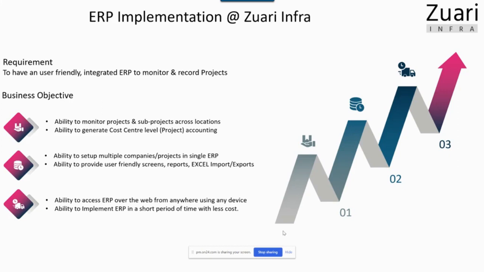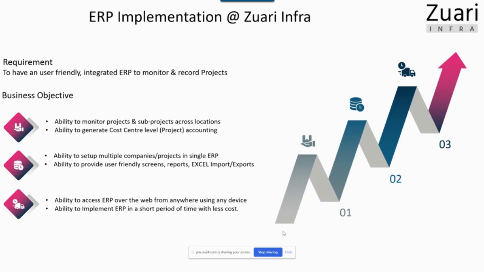The third and last objective is to have access to the ERP over the web, which is the practice currently, as people are working from their homes and different places. They should have access to the ERP from anywhere, through any device, whether a laptop, tablet, desktop or mobile.